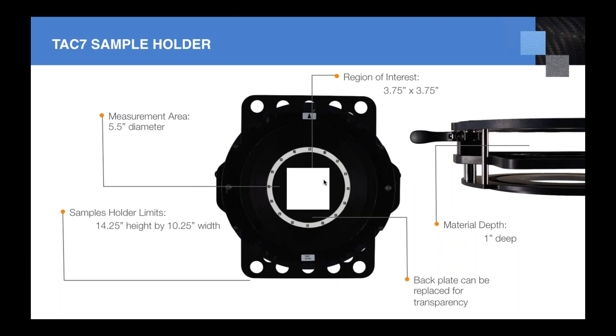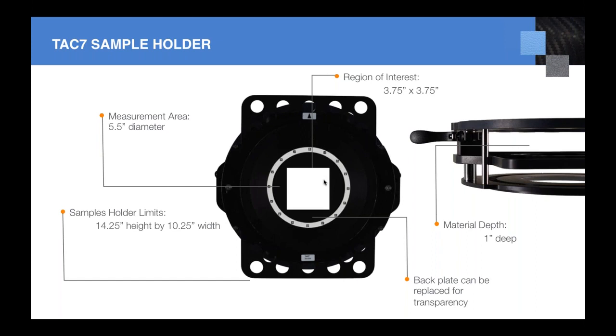Then we actually have the measurement area. In order to make sure that we're capturing everything that we need to capture in the right area, we have that ring that goes around, and you see little symbols on that ring. That gives us about 5½ inches diameter, so you can go around that.